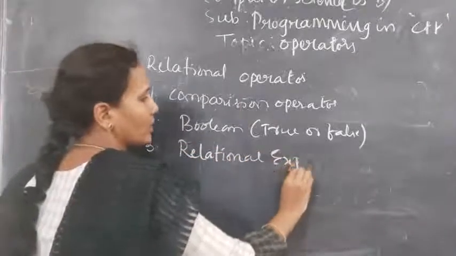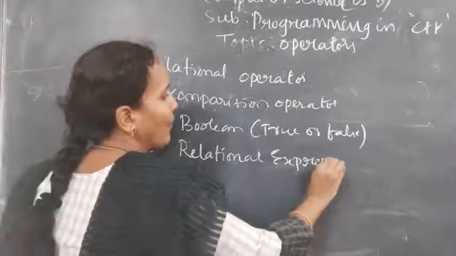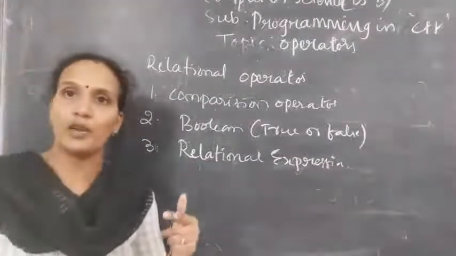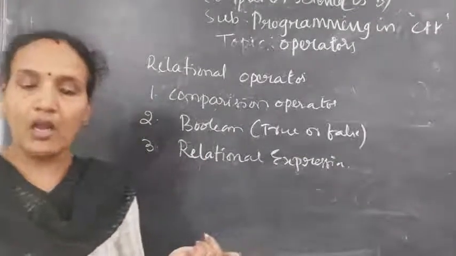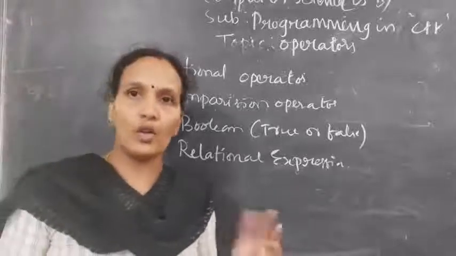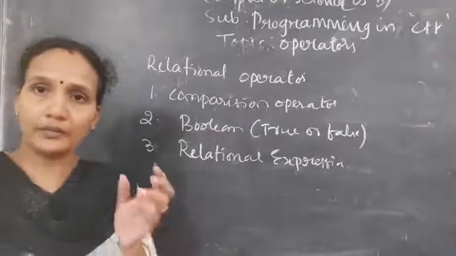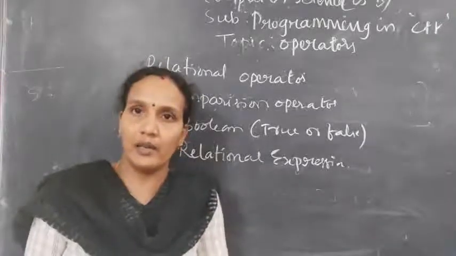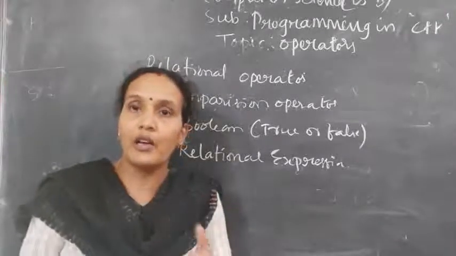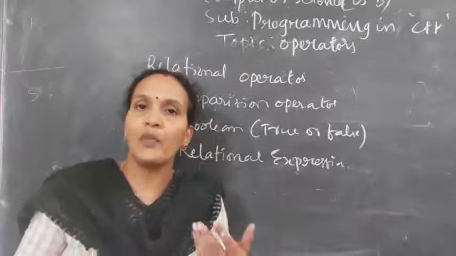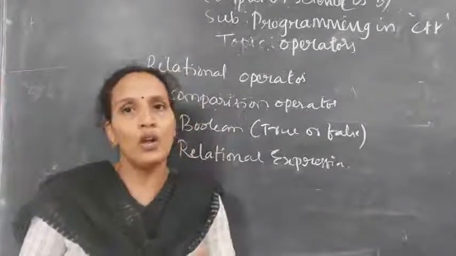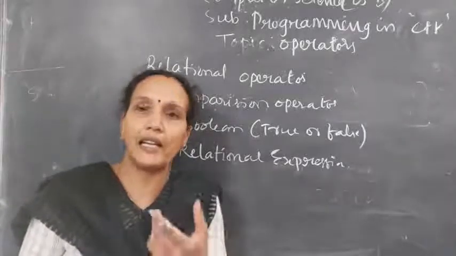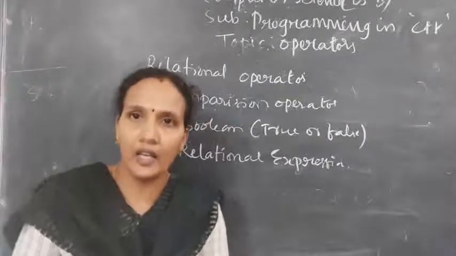Relational expression. Okay. About relational operators, just remember these three things. Relational operators are also called comparison operators, and these operators are used to compare two operands. Next, the result of a relational expression is a logical result, that is either true or false. And in whichever expression you are using a relational operator, that expression is called a relational expression.